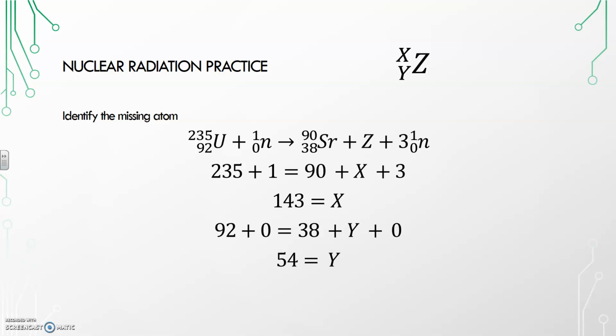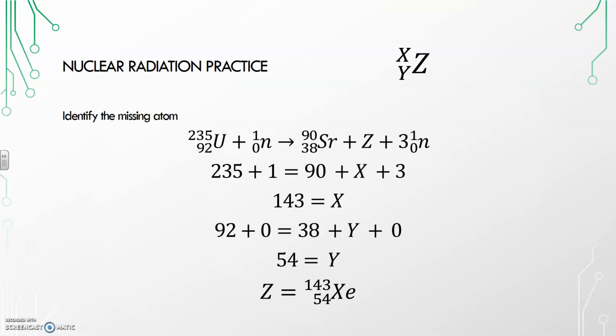And then to figure out what your element is, you need to look at your periodic table and go to element 54, because remember, 54, our Y here, is our atomic number, so it will tell you what element it is. When you go to 54, you find out that it is xenon. So you write X over Y, Z: 143 over 54, xenon. That's how you solve these problems.